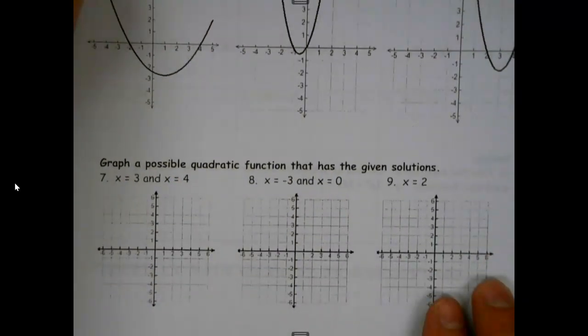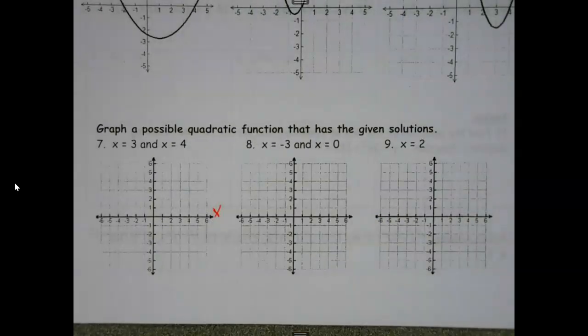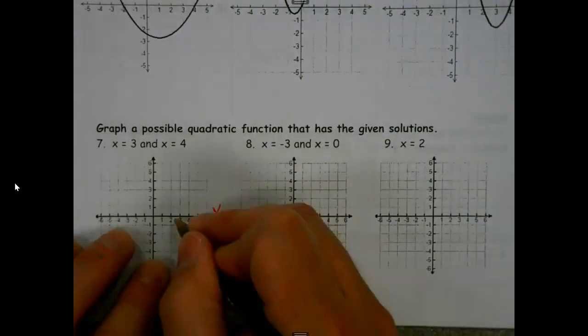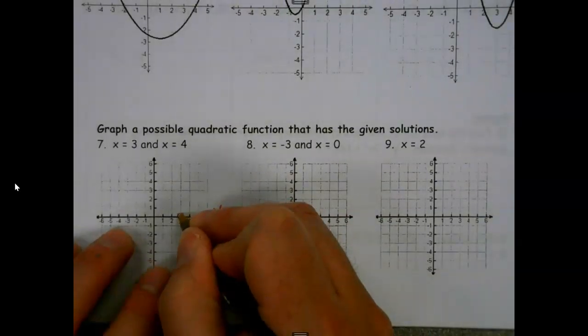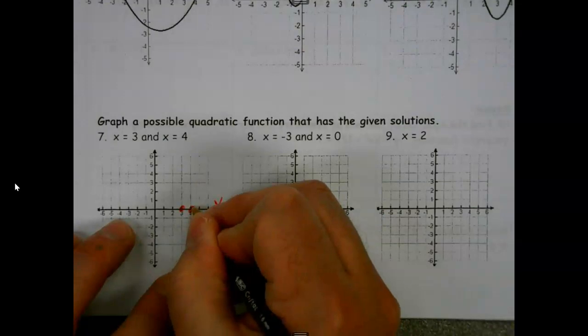Now, here's something we didn't see before on the notes, but we can handle this. Graph a possible quadratic function that has the given solutions. Okay. X equals 3 and x equals 4. So I'm going to go to where x equals 3. I'll put a dot. I'm going to go to where x equals 4. I'm going to put a dot.